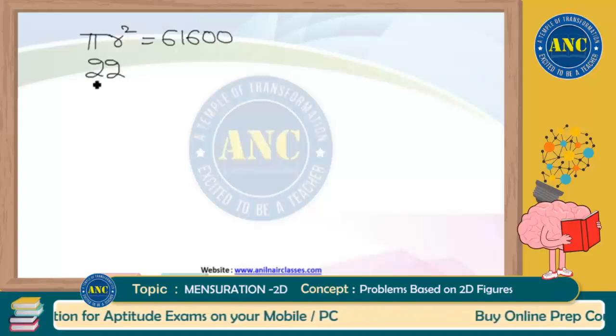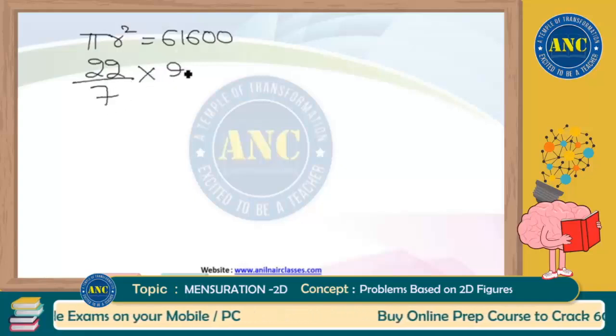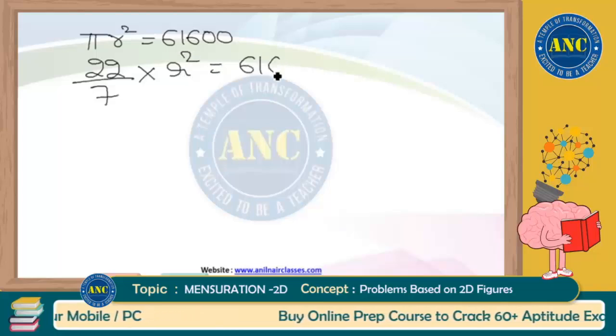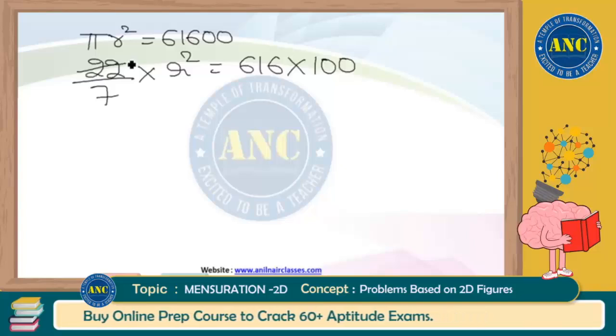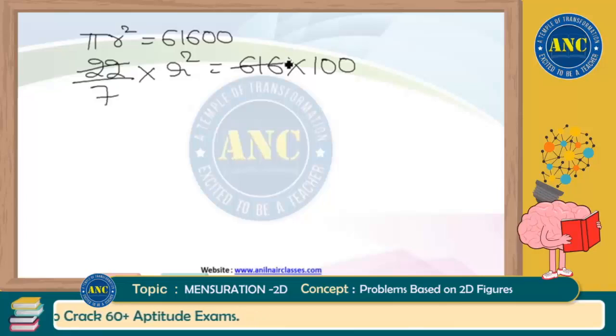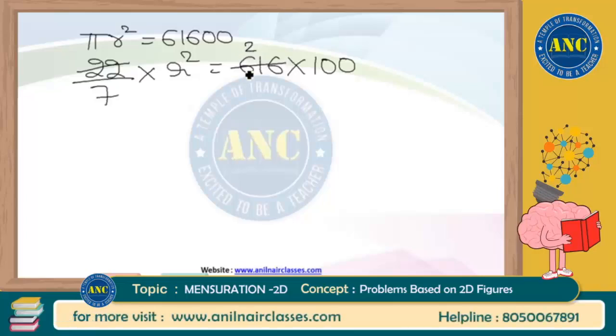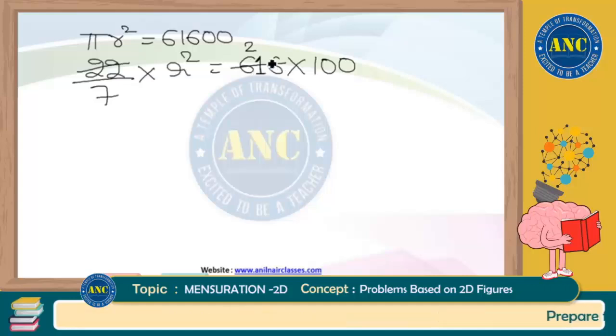22 divided by 7 into r square is nothing but 616 into 100. 22 into 1 is 22. 22 into which number is 616? 22 into 2 is 44. And how much is pending, sir? If I take 44, 17 is pending. 17 followed by 6, 176. 176 if I divide by 22, it is 8 times.